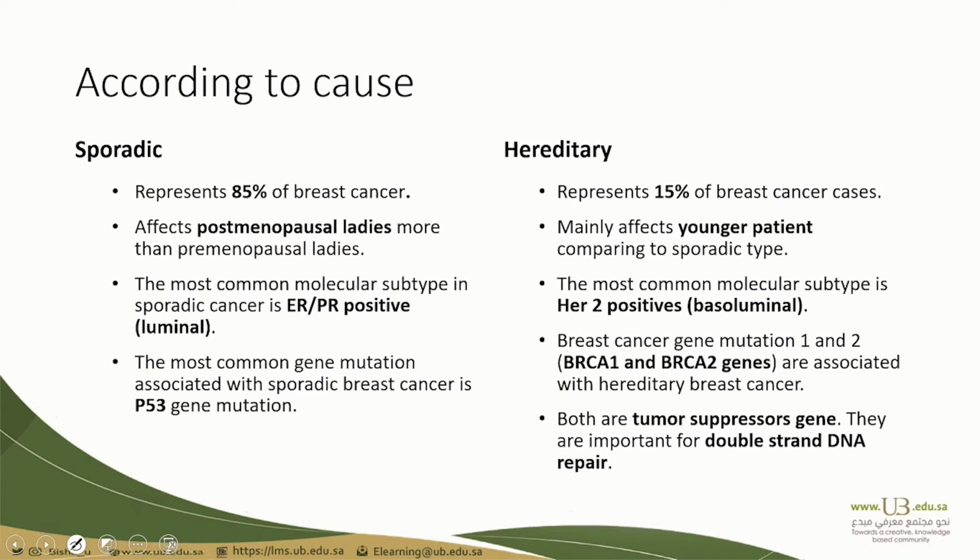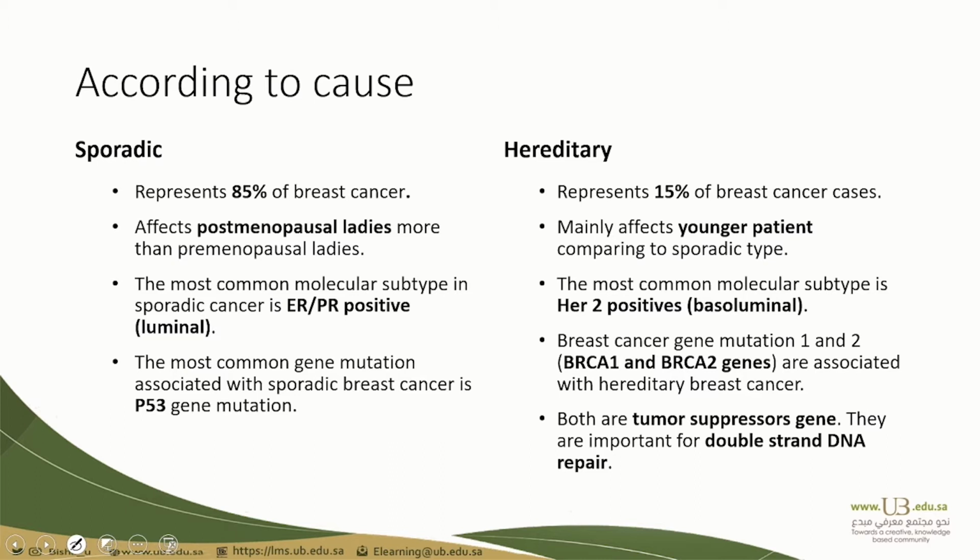Now we'll go back to hereditary, which represents 15% of breast cancer cases and mainly affects younger patients compared to the sporadic type. That's why if the patient has a first relative who got malignancy premenopausal, it increases the risk that this patient may have hereditary breast cancer. The most common molecular subtype is the HER2 positive and basal-like, and breast cancer gene mutations 1 and 2 are associated with hereditary breast cancer.